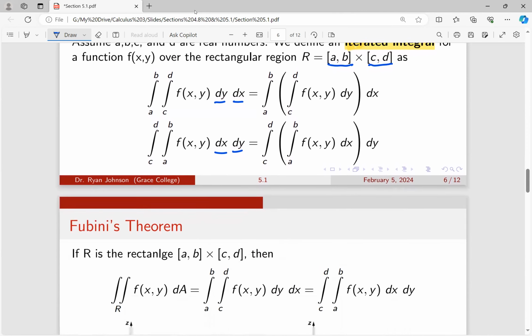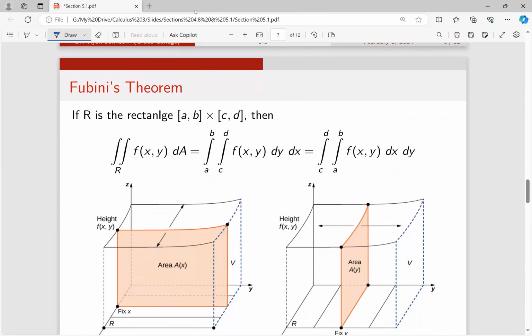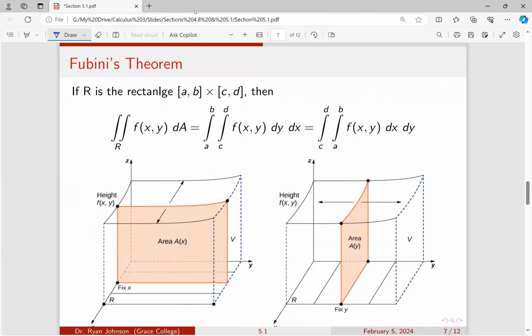Okay, and then our last thing for this introduction is Fubini's theorem. So Fubini proved that if R is a rectangle with x's from a to b and y's from c to d, then the double integral over the region is the iterated integral, and you can do either one first. You can do dy and then dx. You can do dx and then dy.